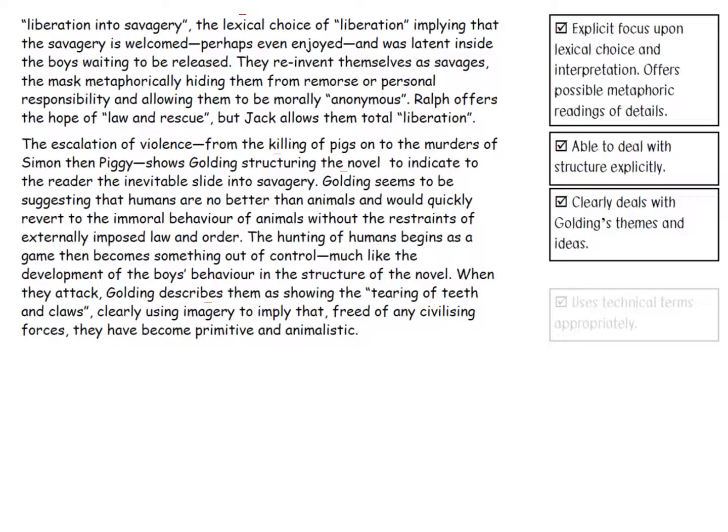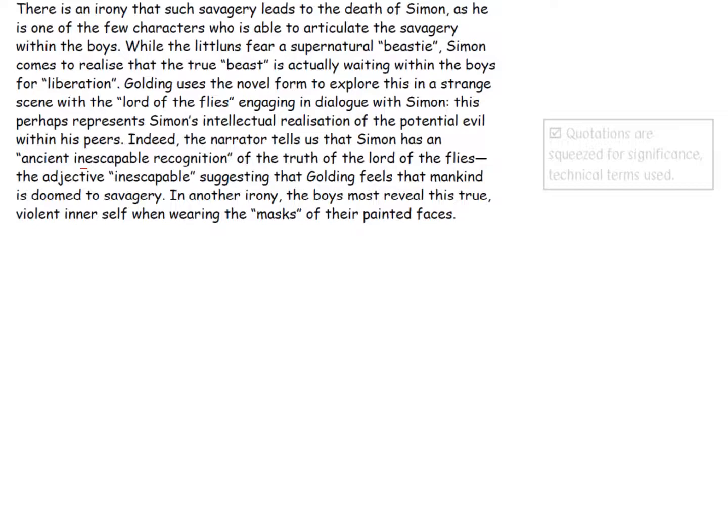Golding seems to be suggesting that humans are no better than animals and would quickly revert to the immoral behaviour of animals without the restraints of externally imposed law and order. The hunting of humans begins as a game, then becomes something out of control, much like the development of the boys' behaviour in the structure of the novel. When they attack, Golding describes them as showing the tearing of teeth and claws, clearly using imagery to imply that, freed of any civilizing forces, they have become primitive and animalistic.